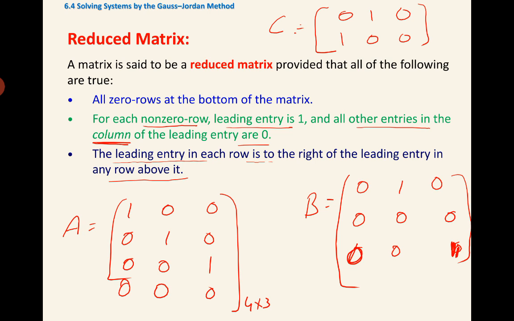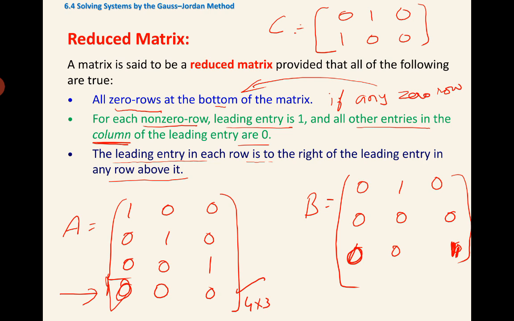Okay, now let me check matrix A first. All the zeros are on the bottom. If there is any 0 row, it should be in the bottom. So here there is only 1 0 row. This is the 0 row. All the elements of the row are 0. Therefore, it's called a 0 row. So if there is any 0 row, it will be in the bottom. That's right. True for this matrix.